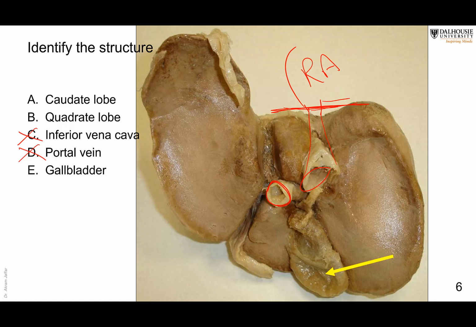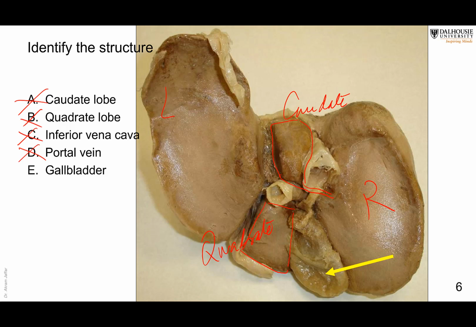The lobes which are mentioned here, we have the right lobe, we have the left lobe of the liver, and as subdivision of the right lobe of the liver, we have this lobe, which is called the caudate lobe, because it has a small tail that connects it with the remaining part of the right lobe. And then we have this lobe here, which is quadrangular in shape and called the quadrate lobe. So this one is the caudate, so it's not the caudate, and this one is the quadrate, and so it's not the quadrate. In fact, this structure here is the gallbladder.